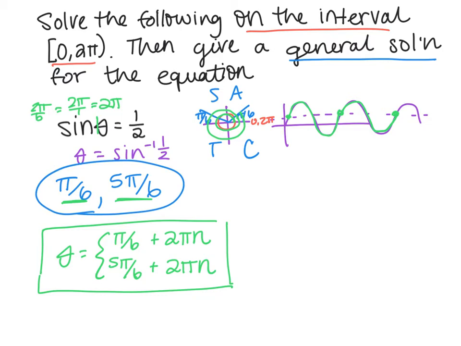So in general, the form for that is you find your first two answers on 0 to 2 pi. Those are your two primary answers. And then you take each of those and you write it as a plus whatever the period is times n. So if we have a different period, then that value would change. And that's what you can plug in to find any infinite solutions that there are to this equation.